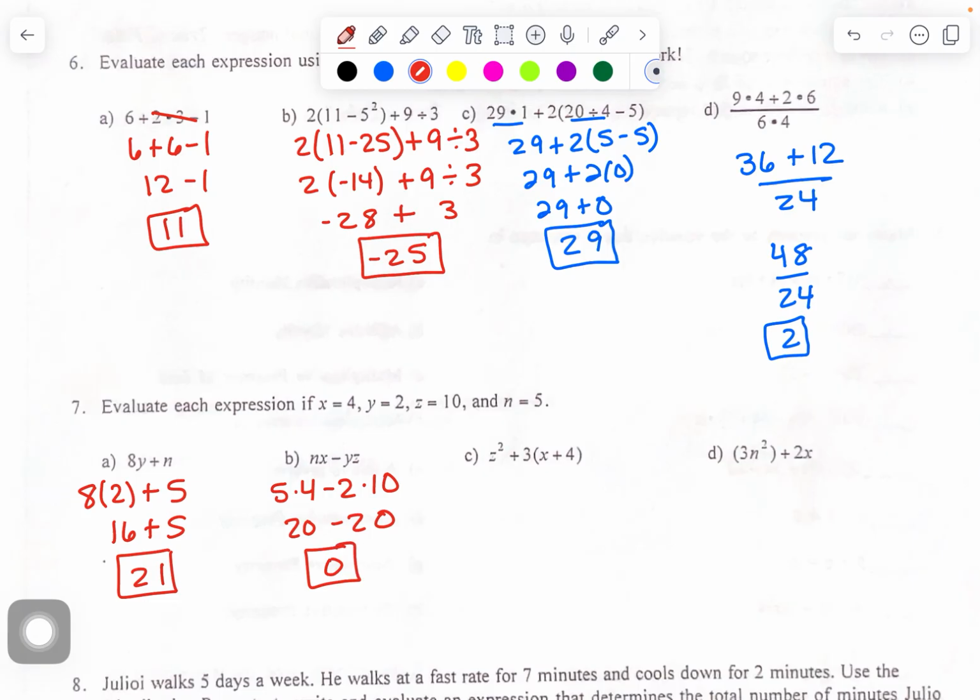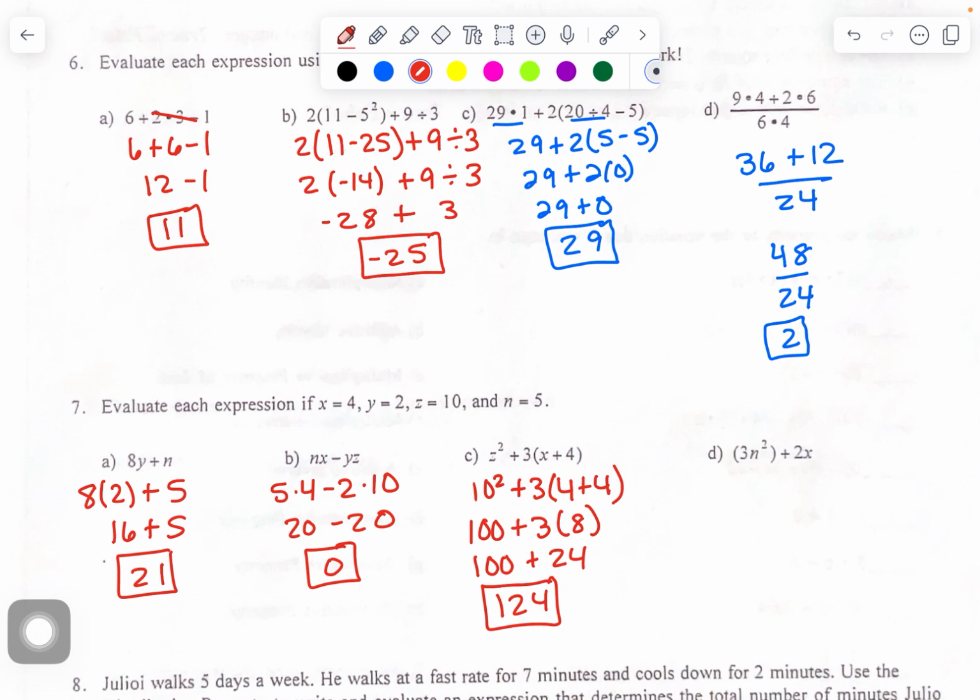And then the last one, I have z squared, which would be 10 squared plus 3, and then in parentheses 4 plus 4. 10 squared is 100. If I do what's in parentheses, I get 8, which would be 100 plus 24, which is 124. If you have a few extra steps or do it slightly different, that's okay, just so long as you're not doing too many steps in one.